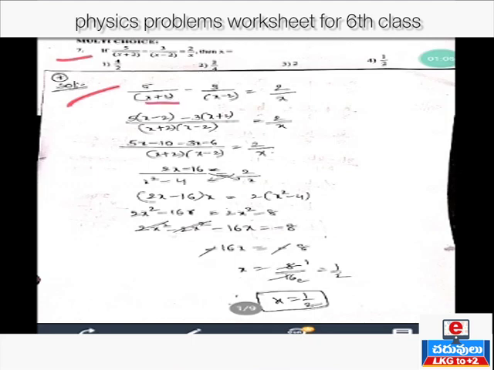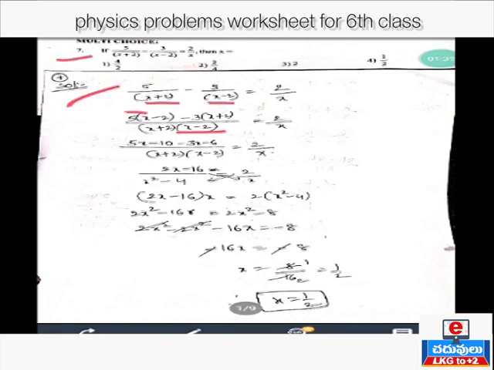See the solution below. 5 by x plus 2 minus 3 by x minus 2 is equal to 2 by x. What are the denominators here? x plus 2, x minus 2. So what is the LCM we can get here? x plus 2 into x minus 2. So the first fraction's denominator is x plus 2, so its numerator is multiplied by x minus 2. So 5 into x minus 2 minus 3 into x plus 2 is equal to 2 by x. RHS we can write as it is.